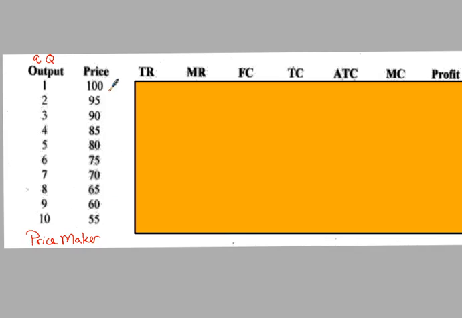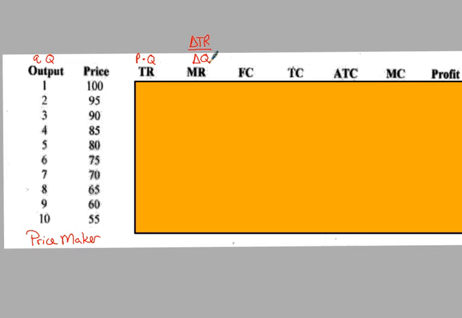Now, what we want to do is look at how to calculate the revenue numbers based on this data. If we have this data about a monopolist, the first thing that we'd want to do is calculate the total revenue. How do you calculate total revenue? Well, total revenue is simply price times quantity, the number of units that they produce, multiplied by the price. And then the second revenue calculation that we want to do is the marginal revenue, which is the change in the total revenue divided by the change in the quantity.